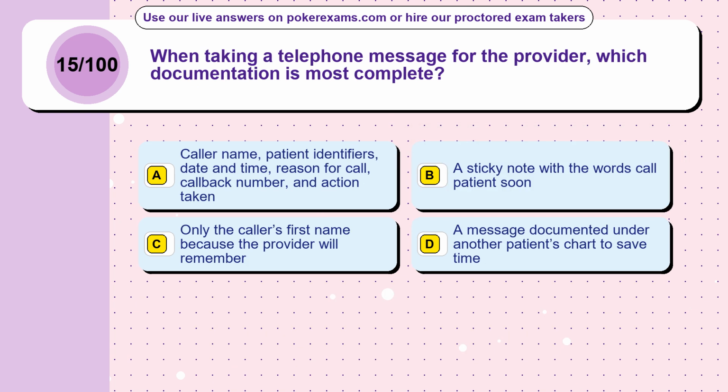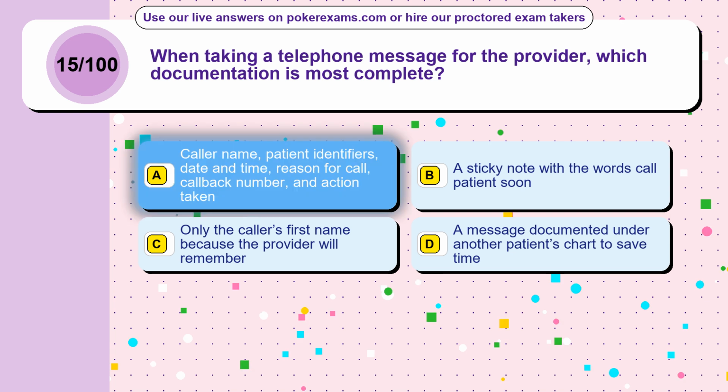Question 15. When taking a telephone message for the provider, which documentation is most complete? Option A. Caller name, patient identifiers, date and time, reason for call, callback number, and action taken. Option B. A sticky note with the words "Call patient soon." Option C. Only the caller's first name because the provider will remember. Option D. A message documented under another patient's chart to save time.